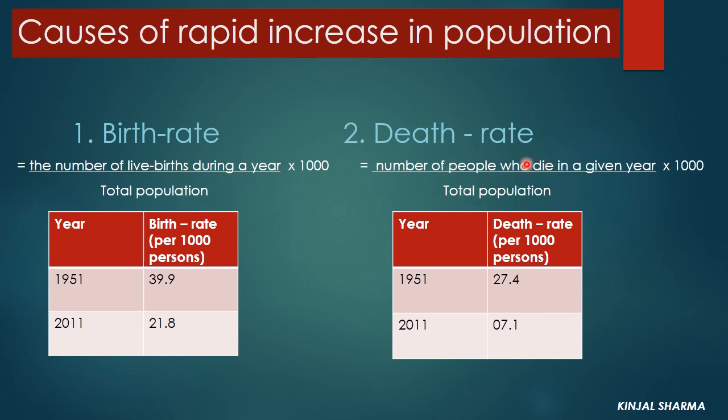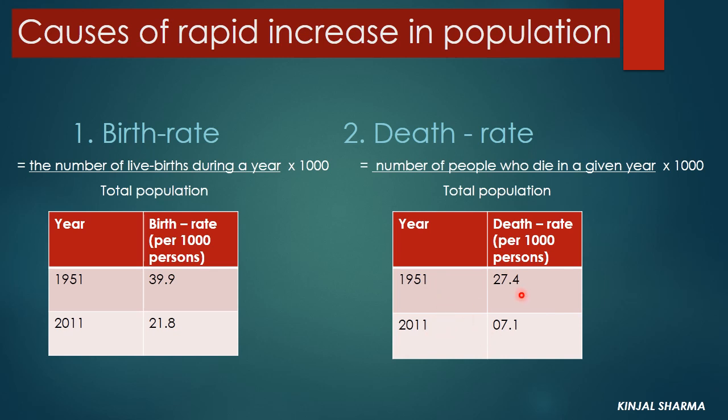Death rate shows the number of people who die per 1000 people during a given year. That is, per 1000 persons, how many people are dying. The formula is the number of people who die in a given year divided by the total population, multiplied by 1000. Here also we can see the comparison between two years, 1951 and 2011.